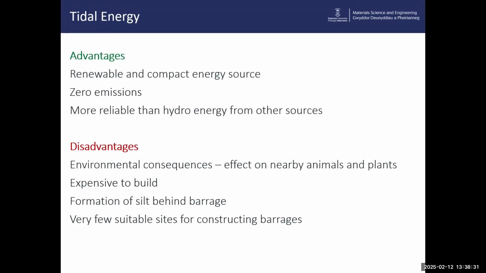Some of the disadvantages are environmental consequences, so we can have effects on nearby animals, plants, and biodiversity, and it might disrupt sensitive marine life. Again, expensive to build, and potentially formation of silt behind the barrage, affecting efficiency. And there are very few suitable sites for constructing these barrages, so things have to be correct for even the possibility of these barrages to be built.